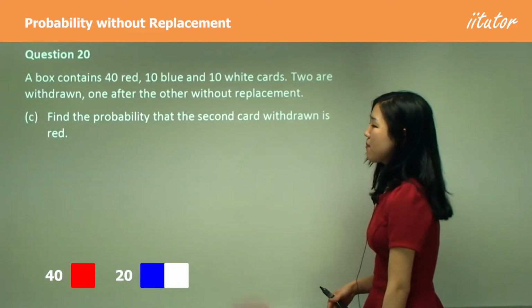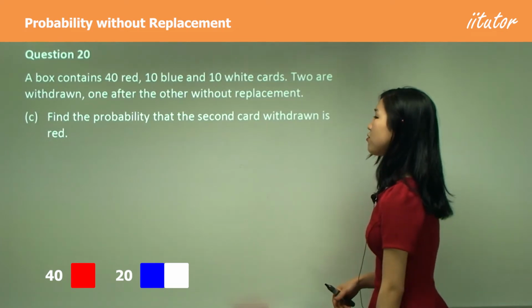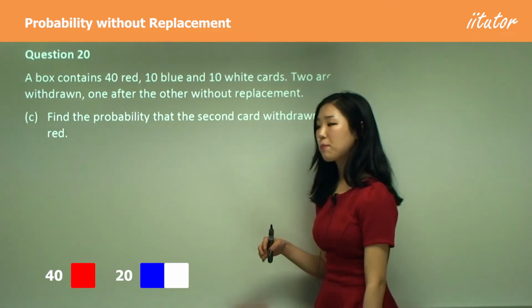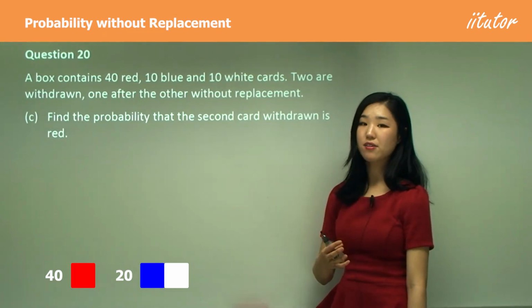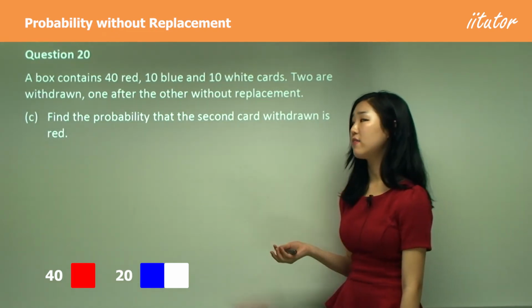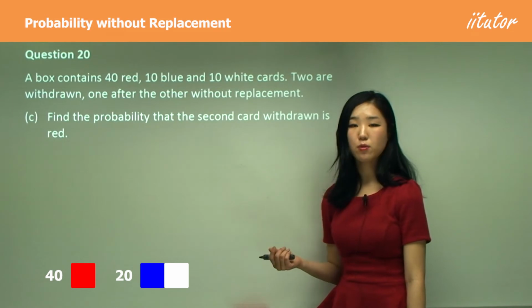C. Find the probability that the second card withdrawn is red. This one, because it's the second card, it is dependent on the first card. So depending on what the first card is, the second card, the probability will change.